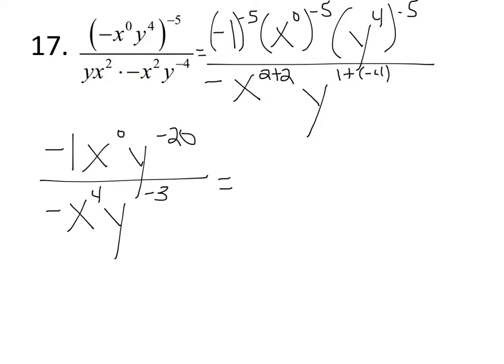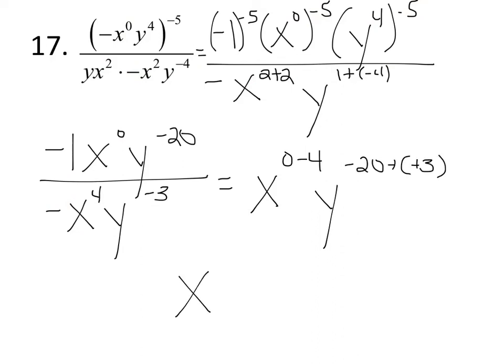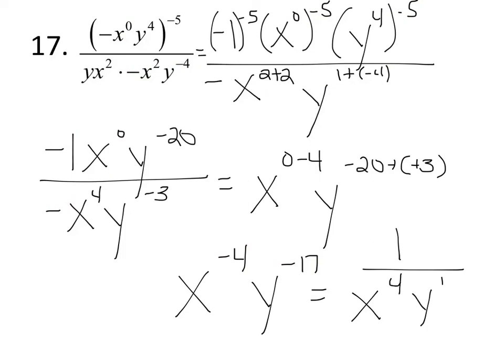So now we're going to deal with like bases and subtracting exponents because we're dividing. So I have x to the 0 minus 4, y to the negative 20 minus negative 3. So here you're going to add a line, change the sign. So you have x to the negative 4 power, y to the negative 17 power. They're both negative exponents, so we're going to drop them both like they're hot, leaving me 1 over x to the 4th, y to the 17th.